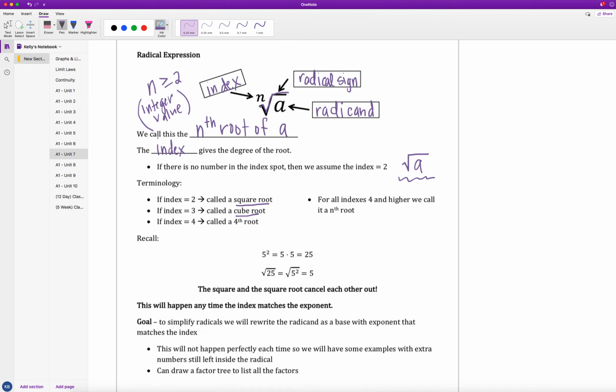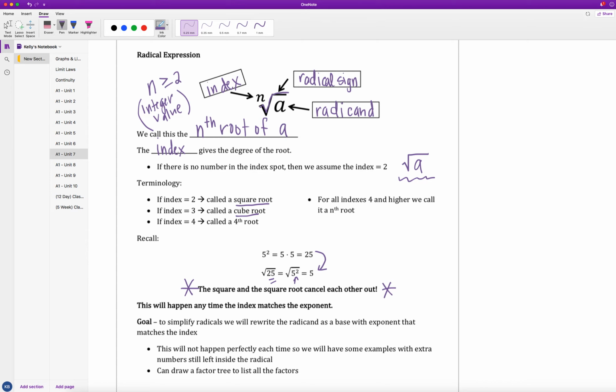So let's think back to our pre-algebra courses. We know that 5 squared, this 5 to the 2 exponent, is equal to 5 times 5, which would give us 25. That in turn is the reason why the square root of 25 is going to be equal to 5. I can rewrite the 25 as 5 to the second power, and the key thing here is that the square and the square root cancel each other out. What we're looking for is our index to match our exponent, and they will cancel each other out.